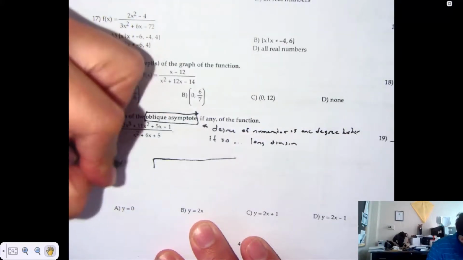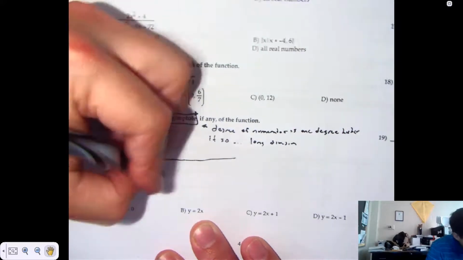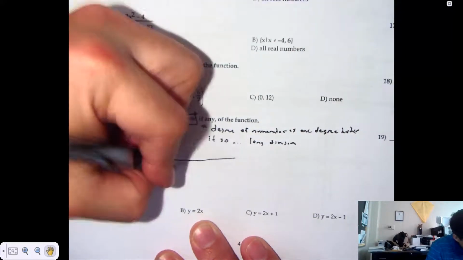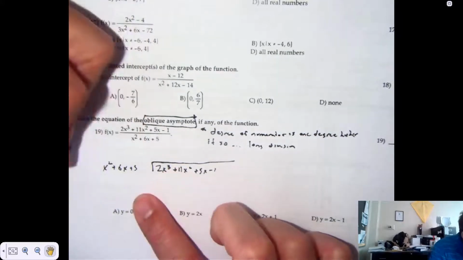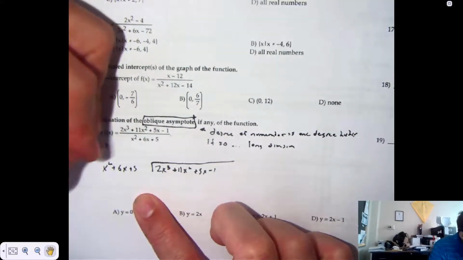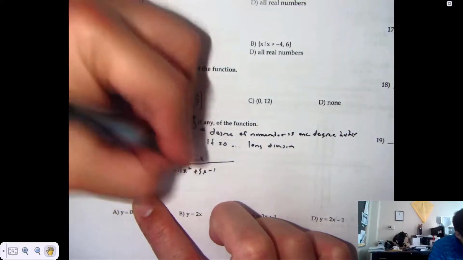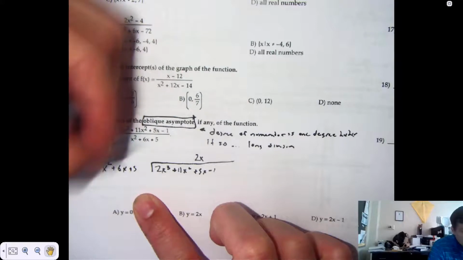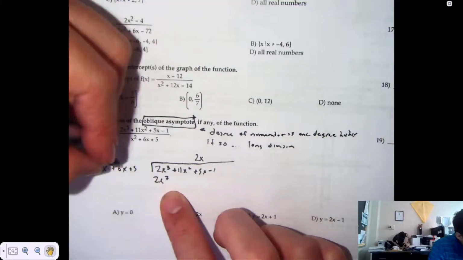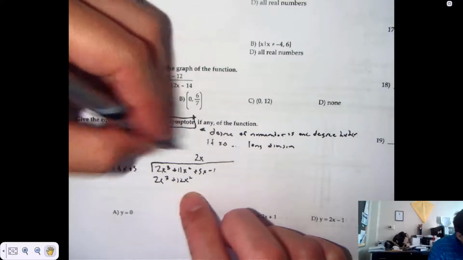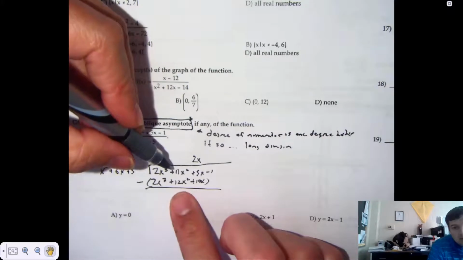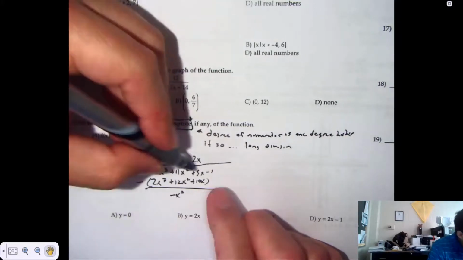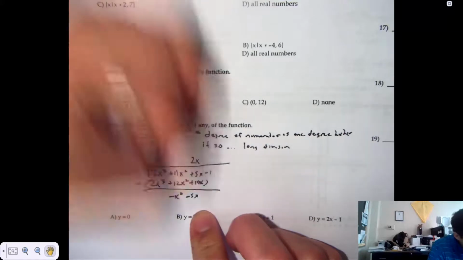Now I'm dividing by x cubed plus 6x plus 5, and I'm trying to enter 2x cubed plus 11x squared plus 5x minus 1. I got to multiply this guy by a 2x. 2x times x squared is 2x cubed. So I 2x the whole thing. Distributive property. 2x cubed plus 12x squared plus 10x. And remember, I always tell you to wrap before you subtract. 11 minus 12 is a negative 1. 5 minus 10 is a negative 5. And we're going to bring that guy down.